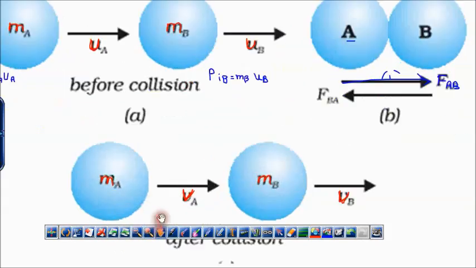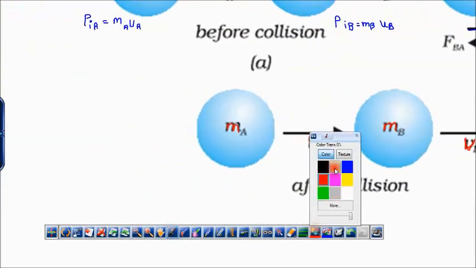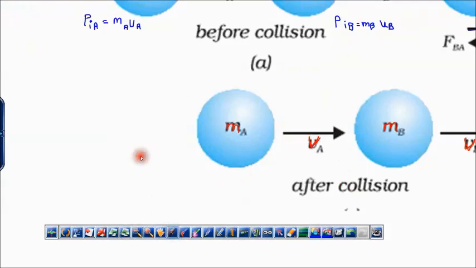Do you think their momentums have changed? Yes. Momentum is mass into velocity और velocity change हो चुकी है. तो final momentum of A has become mass into final velocity. And final momentum P_F of ball B has become mass into final velocity.